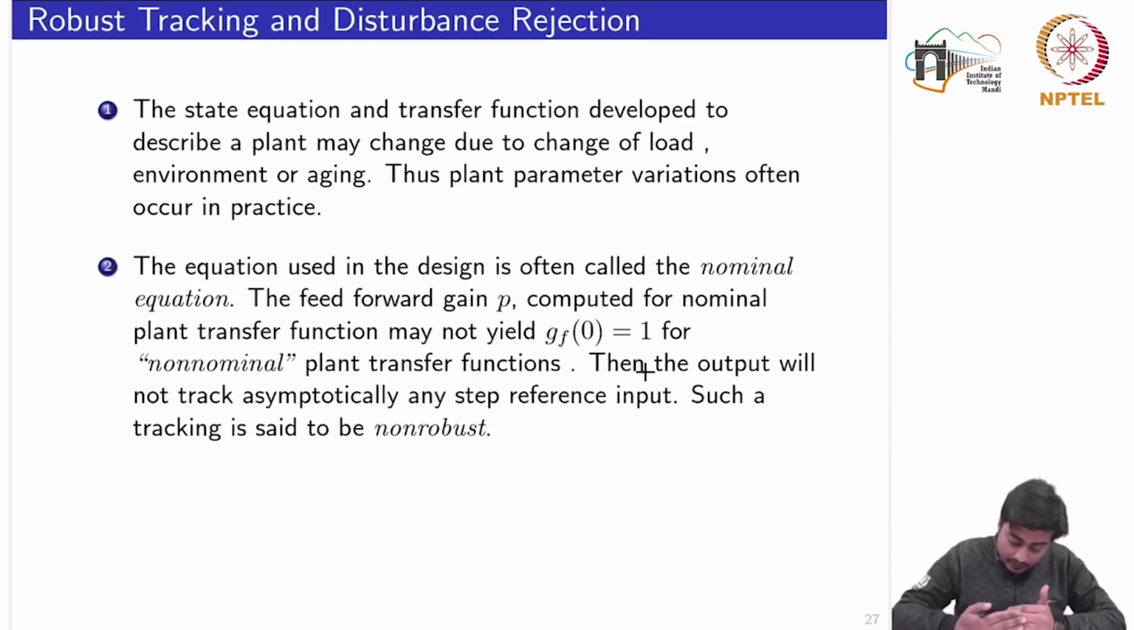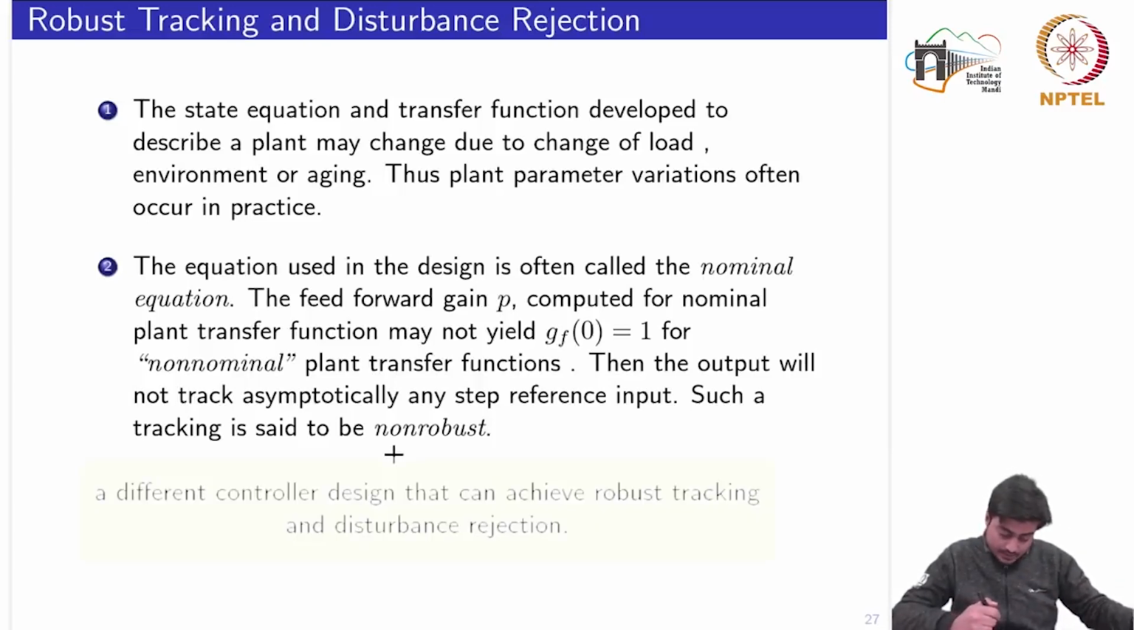Now even if there are some deviations of the plant parameters or some disturbances, if we are still able to achieve the tracking, then we call it the robust design. So we will now discuss a different control design technique that can achieve robust tracking and disturbance rejection.